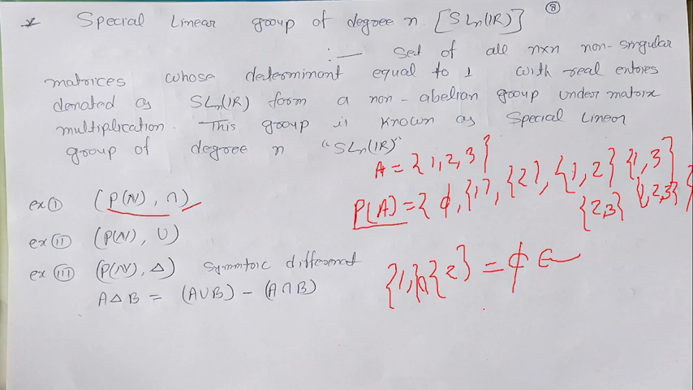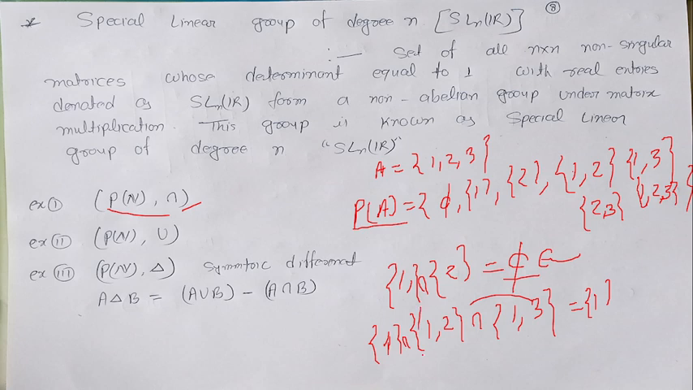Okay, associative property: if you take the intersection of three sets, you may also always get the empty set phi, like {1}, {1,2}, {1,3}. If you take this one first and then with this, then 1 is also common among them. The associative property holds.